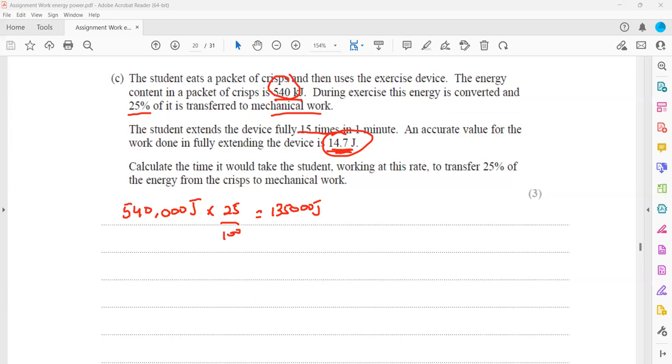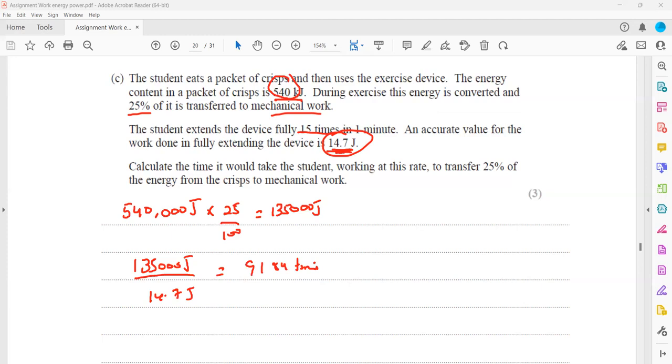That's the first thing. Then how many times does he stretch? One time he consumed 14.7. So to use this much energy, 135,000, how many times should he stretch? The total energy, 135,000, divided by each time he used 14.7. So how many times does he stretch the device? 9,184 times he stretches the device.